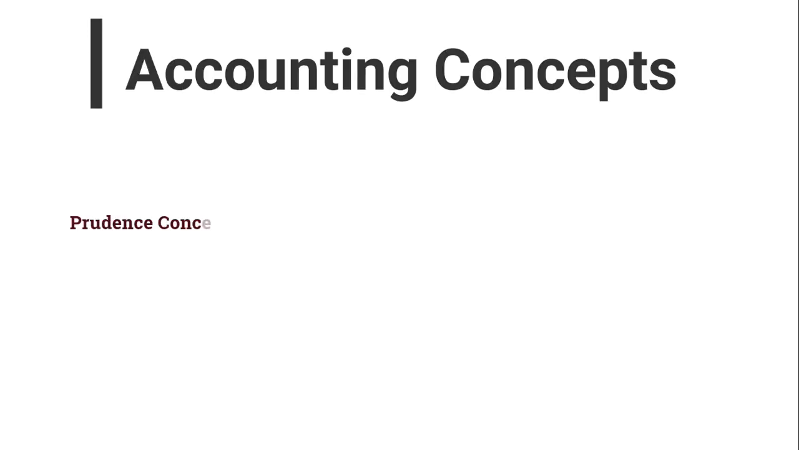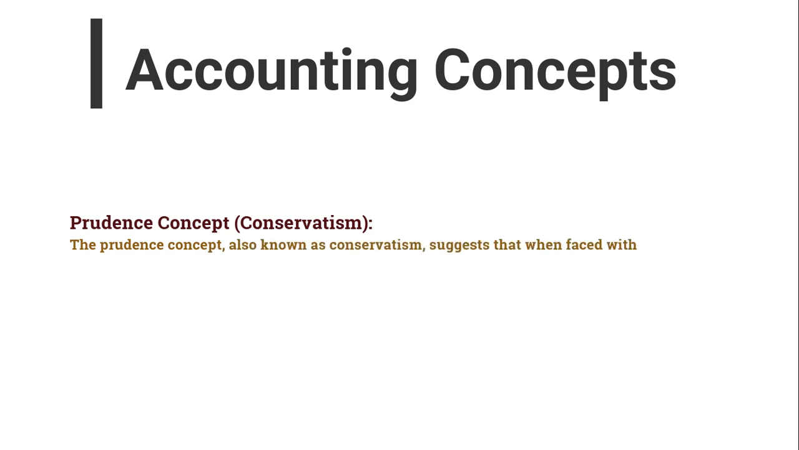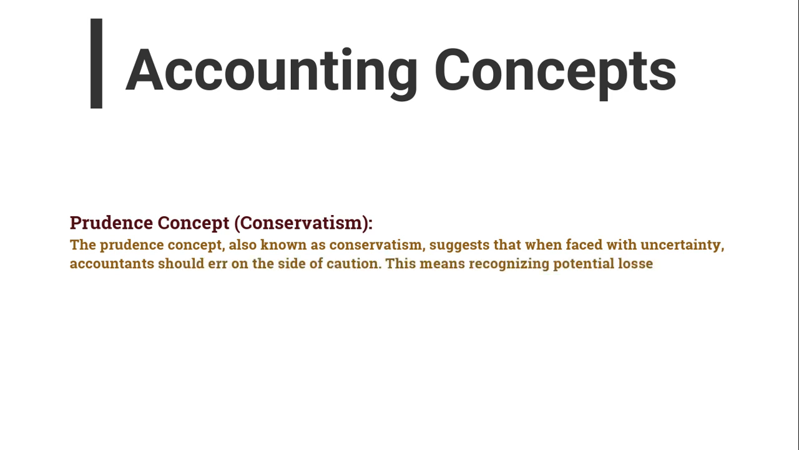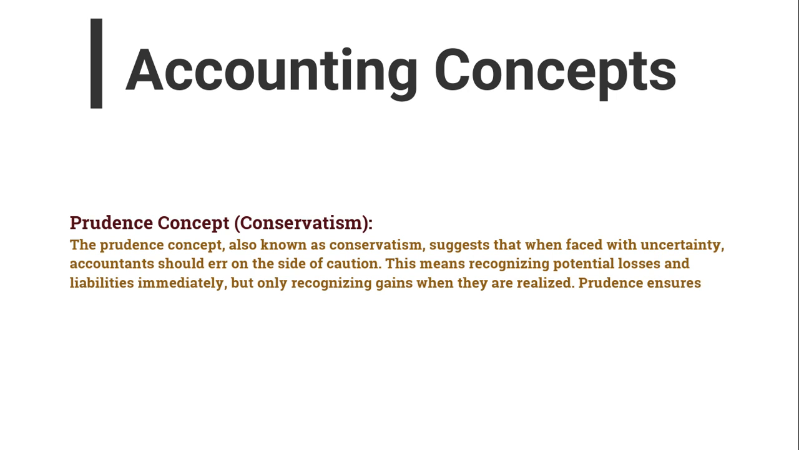Prudence concept. The prudence concept, also known as conservatism, suggests that when faced with uncertainty, accountants should err on the side of caution. This means recognizing potential losses and liabilities immediately, but only recognizing gains when they are realized. Prudence ensures a more conservative and realistic portrayal of a company's financial position.